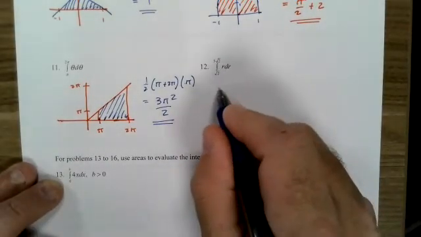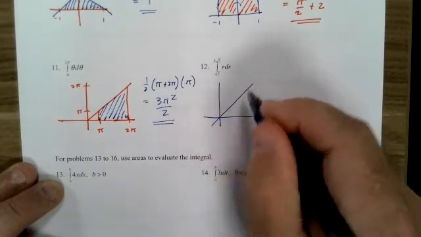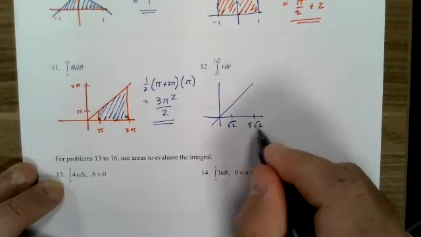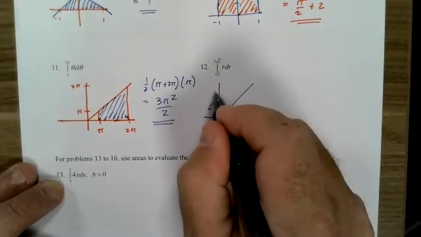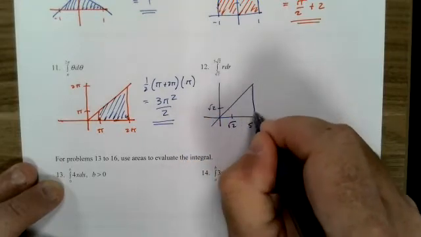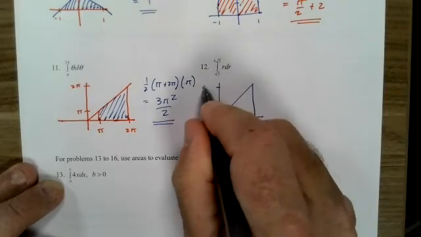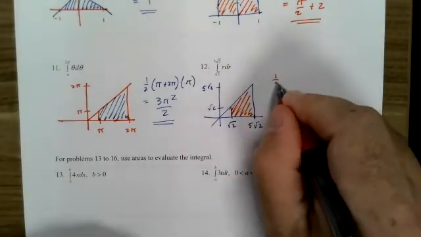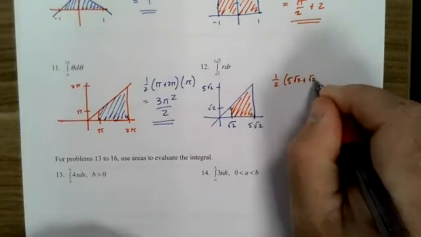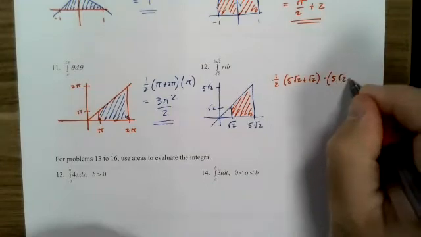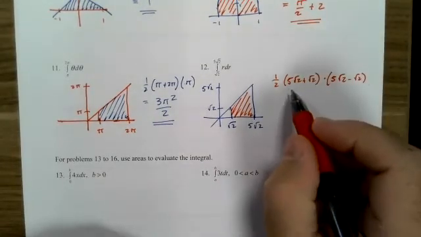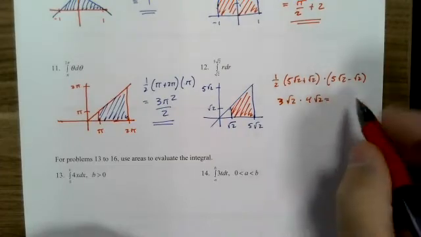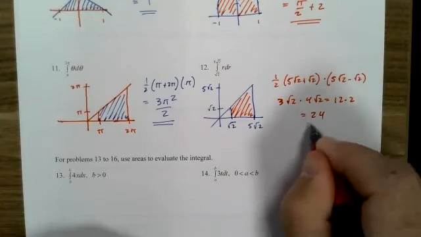Here's the same exact problem, from root 2 to 5 root 2. One half, height 5 root 2 plus root 2, times 5 root 2 minus root 2. I could have just written 4 root 2, but what are you going to do? 6 root 2 over 2 is 3 root 2, times 4 root 2 is 12 times 2, 24.